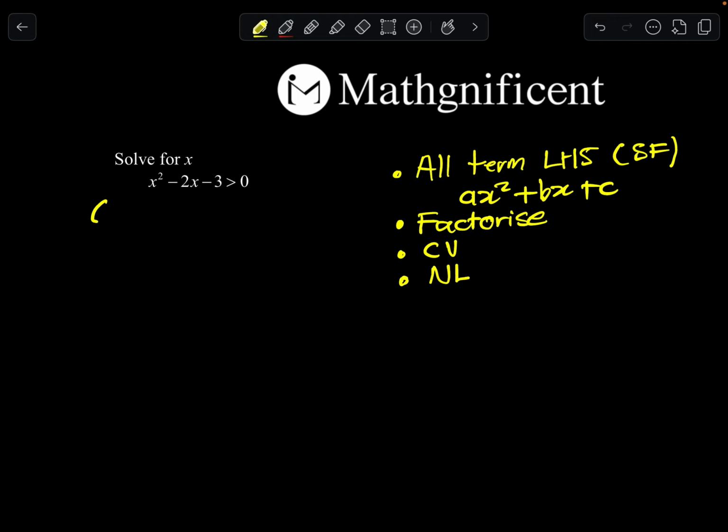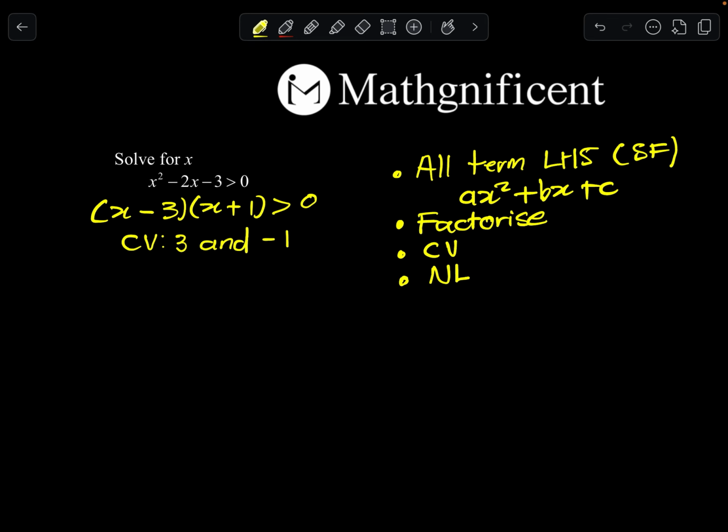When you factorize this trinomial, it's going to be x minus 3 times x plus 1 that is greater than 0. Then to find our critical values, we pretend as if this inequality sign is an equal sign, so that we use the zero product rule and find the values of x. Our first critical value is going to be 3, and our second critical value is going to be -1.